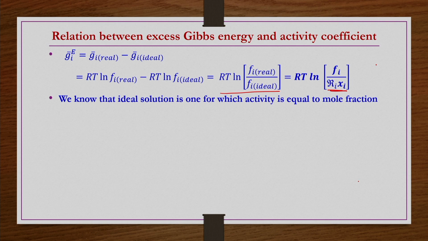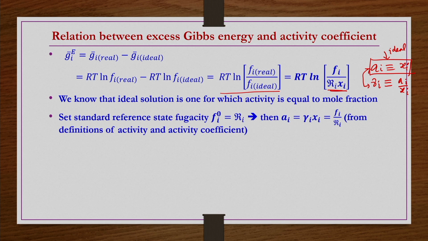We know that the ideal solution is one for which activity is equal to the mole fraction. This is what we have seen for the case of ideal solutions. For the case of non-ideal solutions, the activity coefficient we have defined as gamma equals A by xi. So, both are interrelated, because if you have gamma equal to 1, that is the ideal condition, then Ai is equal to xi.